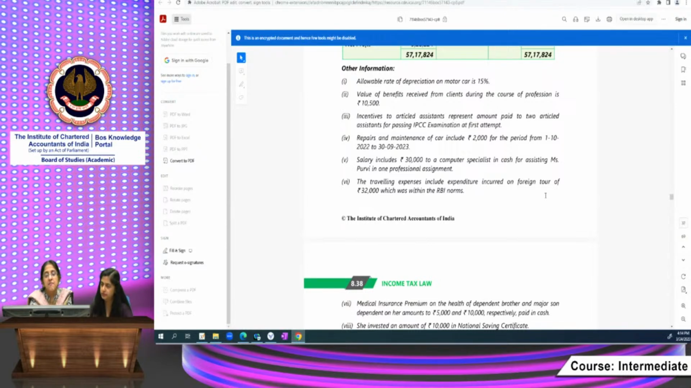And see, value of benefits received from clients during the course of profession is 10,500. This is taxable under the head profits and gains of business or profession, but it's not being taken into consideration because it's not appearing in the P&L account. It's appearing in additional information. So I have to add this back. Okay, so this is the way I do it. I hope it is clear.